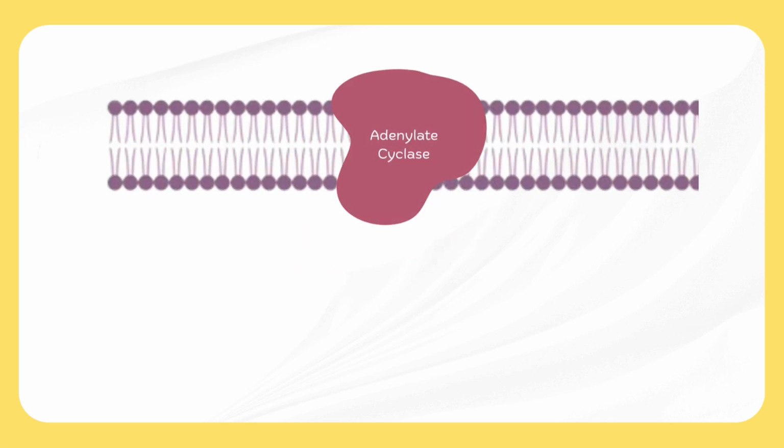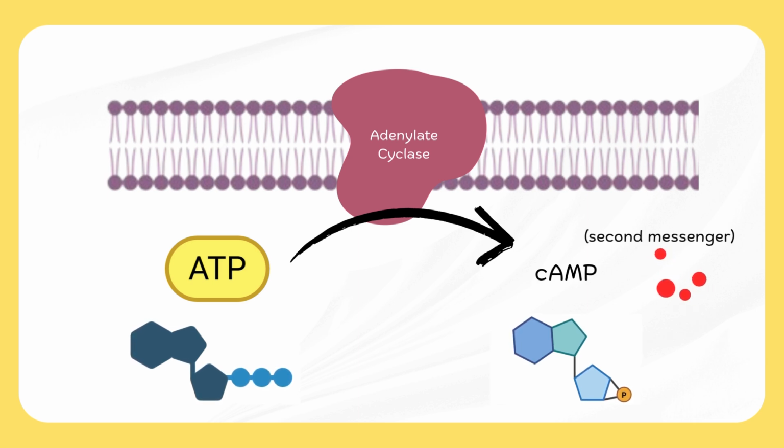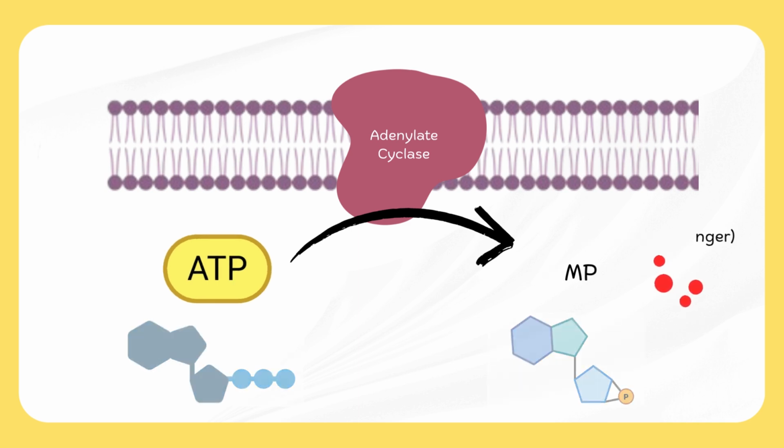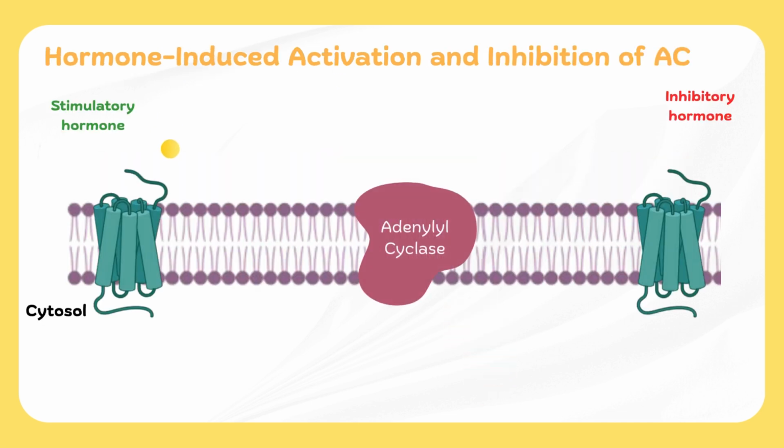Adenylate cyclase is a membrane-bound enzyme that converts ATP into cyclic AMP, or cAMP, a vital second messenger inside the cell. This molecule acts as a messenger, triggering the next steps in many signaling pathways, including the PKA pathway we'll explore next. But did you know that adenylate cyclase can be both switched on and off depending on the receptor it interacts with? When a ligand binds to a receptor coupled with the stimulatory G protein, G-alpha S, adenylate cyclase is activated. This means it ramps up the production of cAMP.